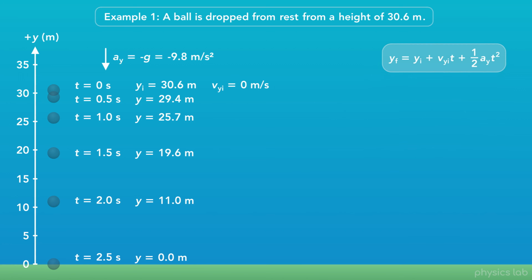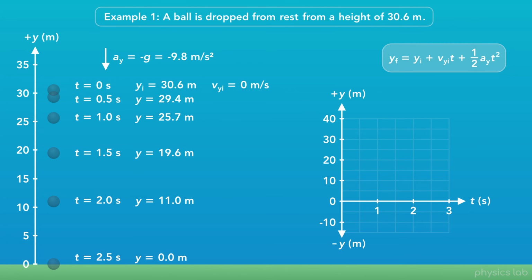So now that we have these values, let's graph the y position versus time. The horizontal axis is time in seconds, which increases from left to right. The vertical axis is the y position in meters, and up is positive, so it happens to look like the physical y-axis over on the left. The first point on the graph would be when t is 0 seconds and y is 30.6 meters. The next point is when t is 0.5 seconds and y is 29.4 meters.